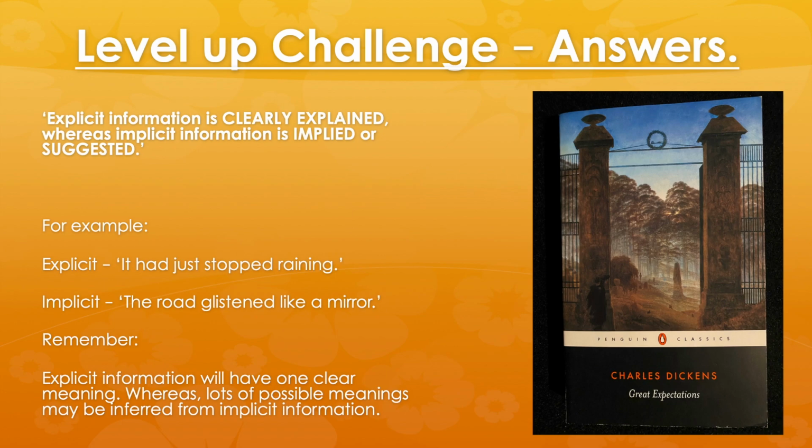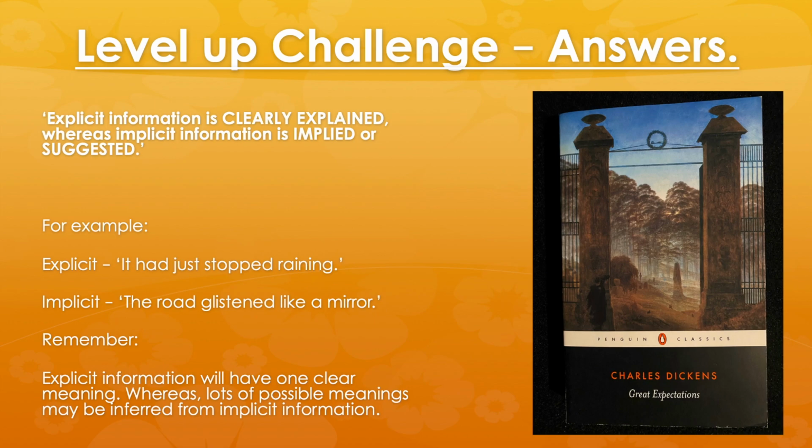An implicit statement might mean something completely different for one person as it does to another. All right, so I've got an example here. These are two statements around the same topic, really, raining. Explicitly you could say it had just stopped raining. There's no real interpretation there. It means that it's been raining and now it's not.